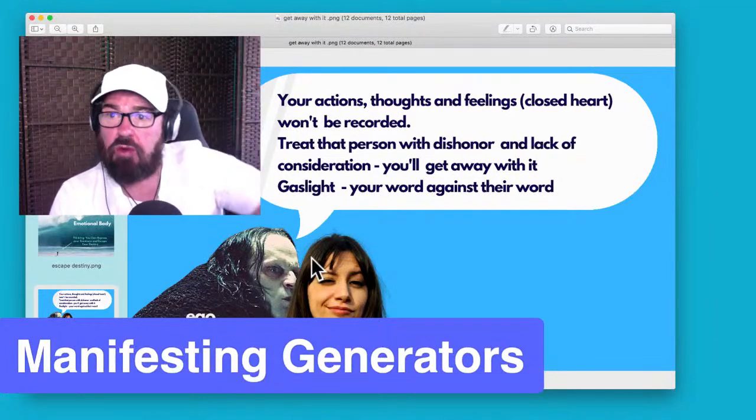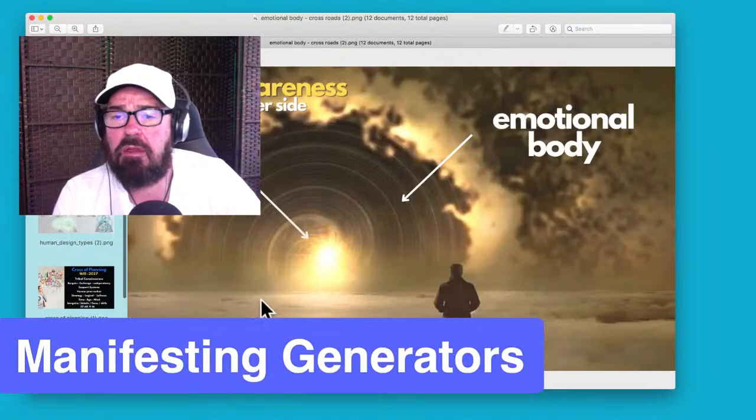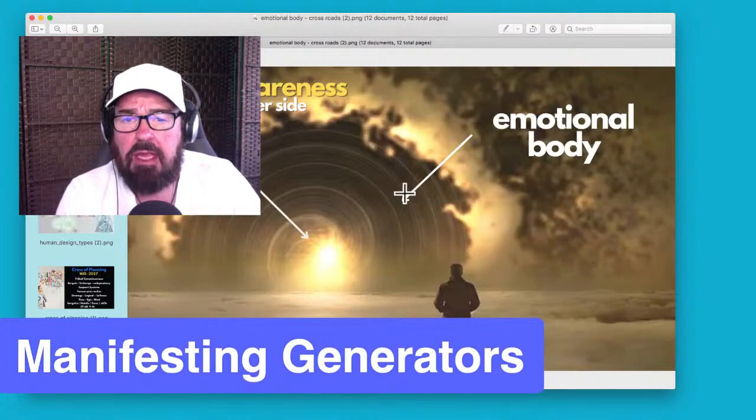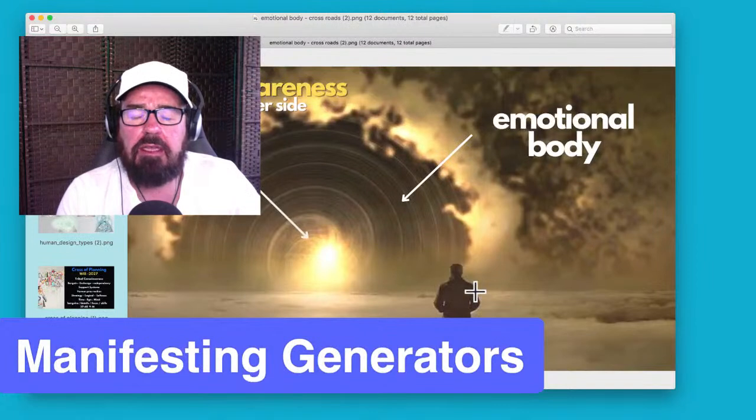So you need to go to the root, right? You got to go in here. You got to go in here into the emotional body. And then you have to leave the ego behind, and the anxiety and the worry and the noise in your head. You just have to breathe long and deep.